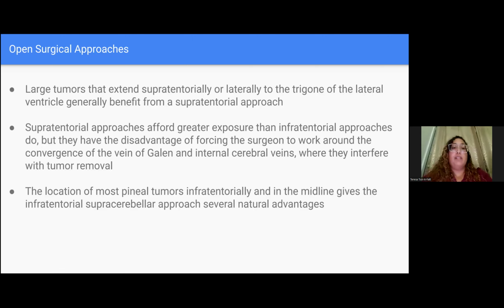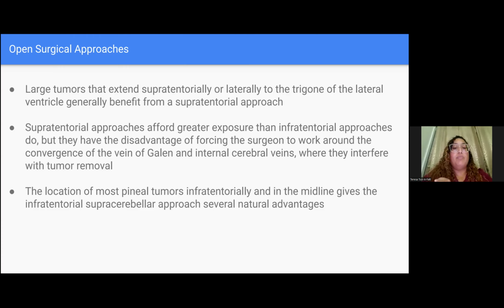So large tumors that extend supratentorially or laterally to the trigone of the lateral ventricle generally benefit from the supratentorial approach. The supratentorial approach affords greater exposure when compared to the infratentorial approaches. But they do have the disadvantage of forcing the surgeon to work around the convergence of the vein of Galen and the internal cerebral veins when they manipulate to resect the tumor.